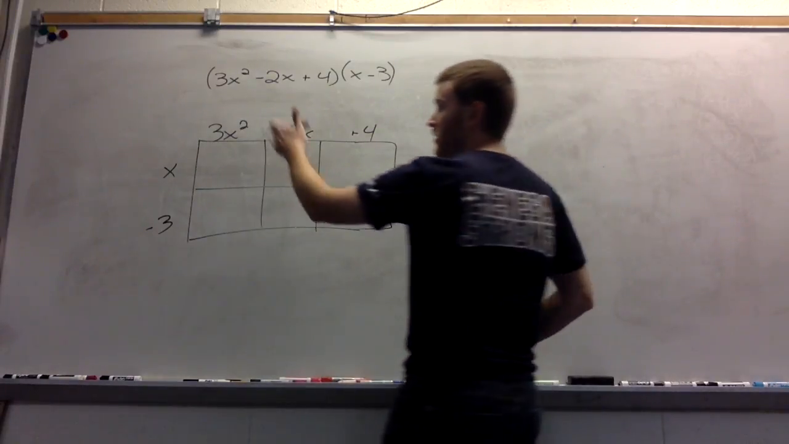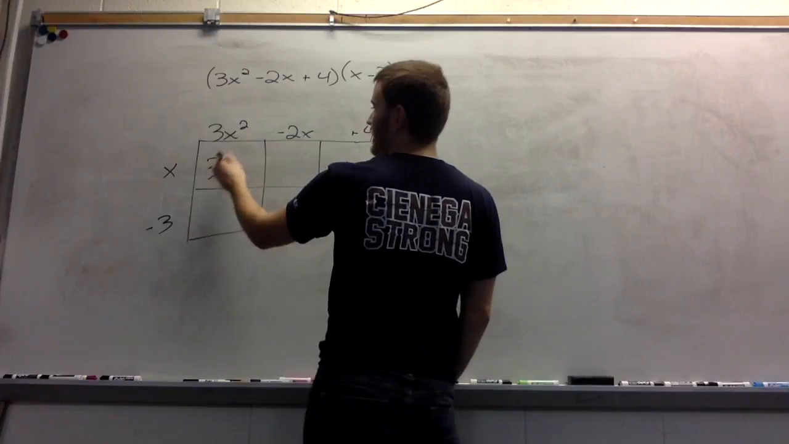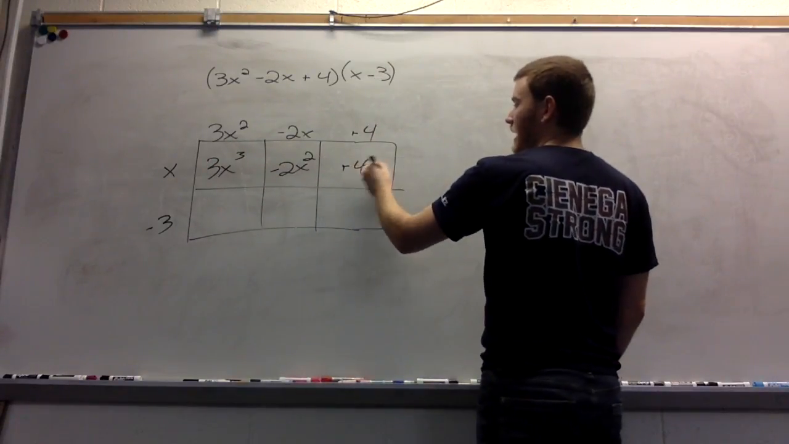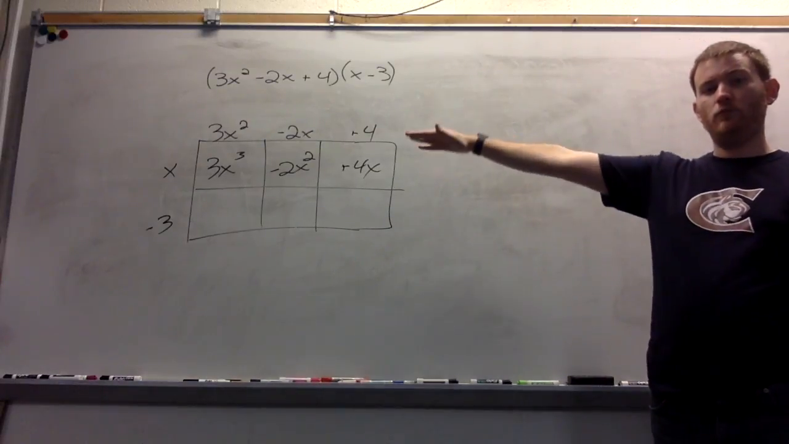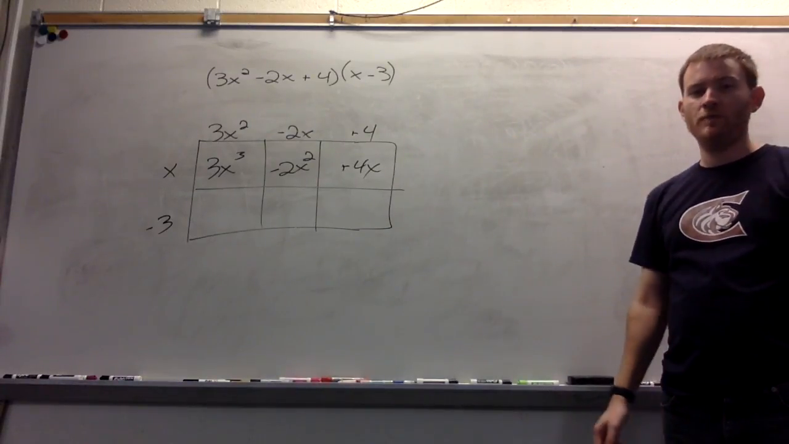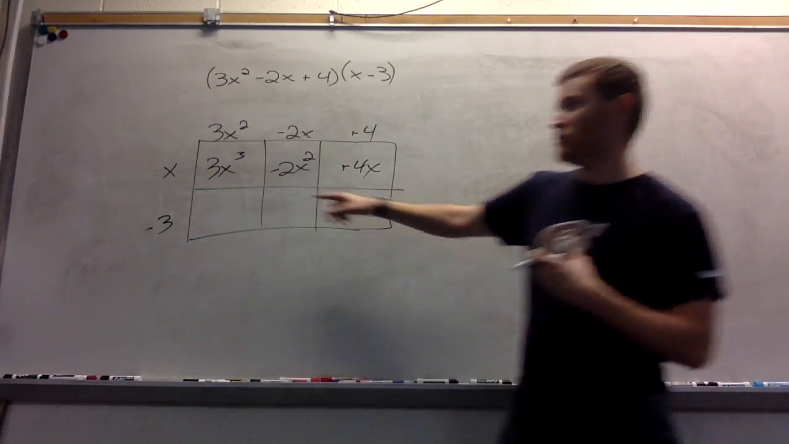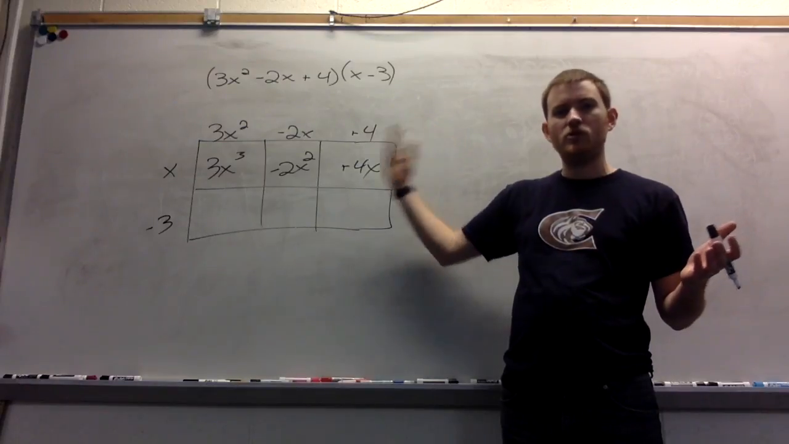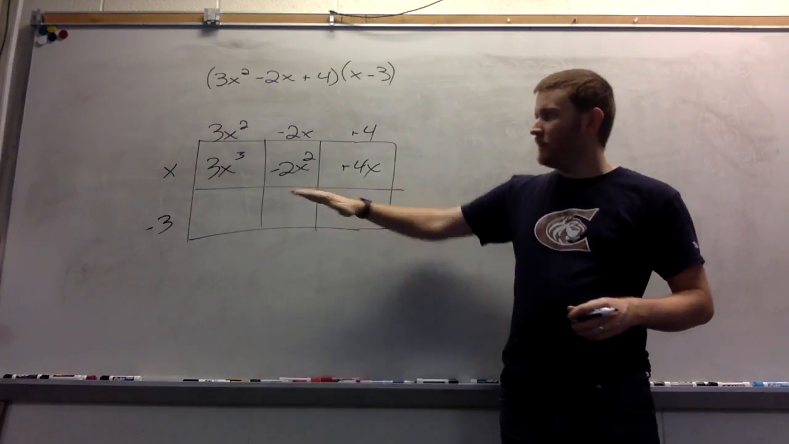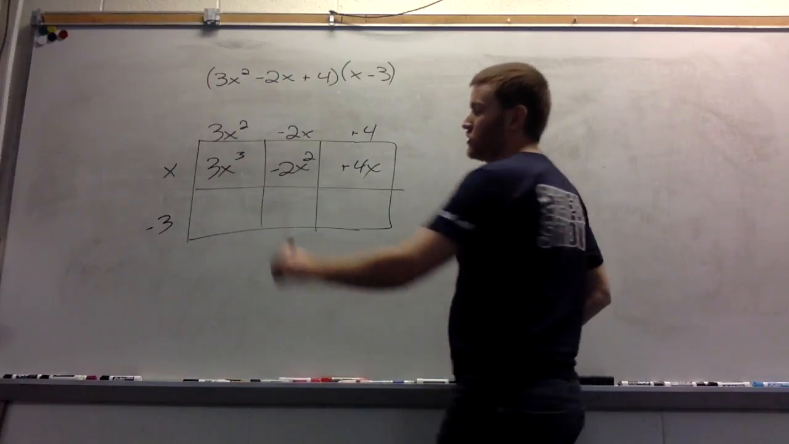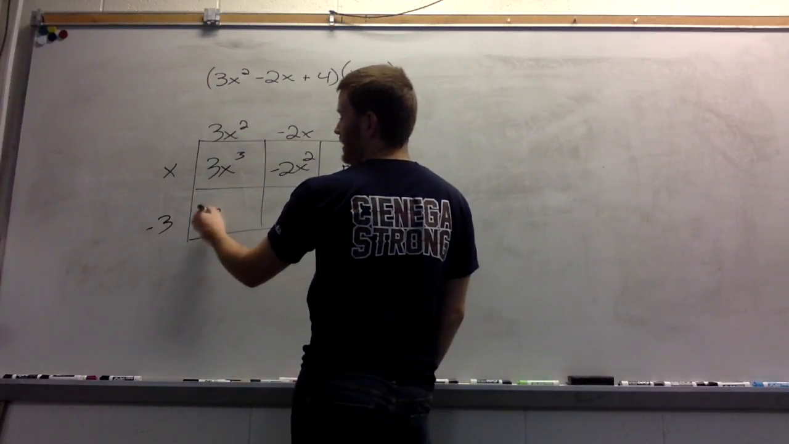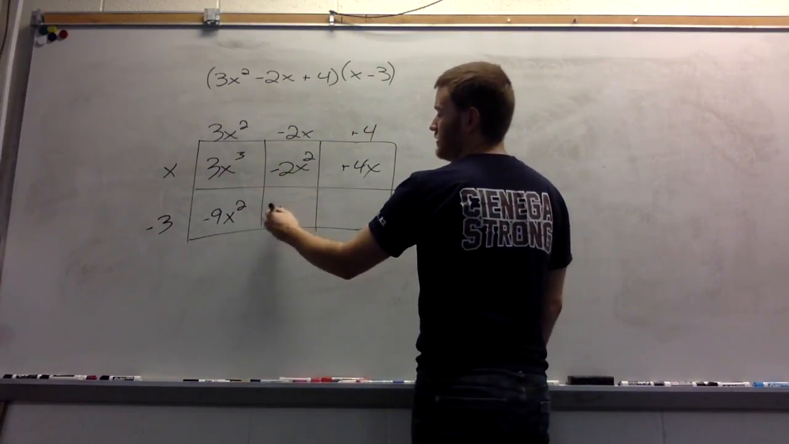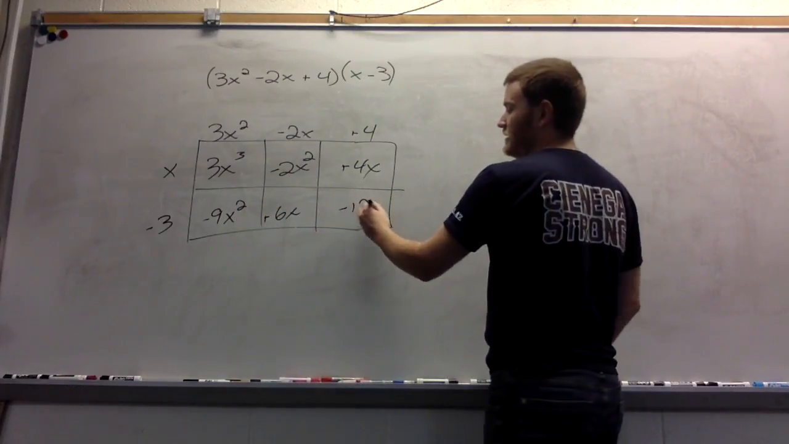To get my answer, I just multiply top by left. So I'm going to have 3x cubed, negative 2x squared, and a positive 4x. And the top row is going to be the top half of my answer. In the distributive method, that's just taking the x and distributing it by our polynomial. So we did that one already. It's just written differently. The second row is negative 3 times each. So this box is negative 3 times 3x squared, or negative 9x squared. Second box is going to be a positive 6x, and the third is a negative 12.